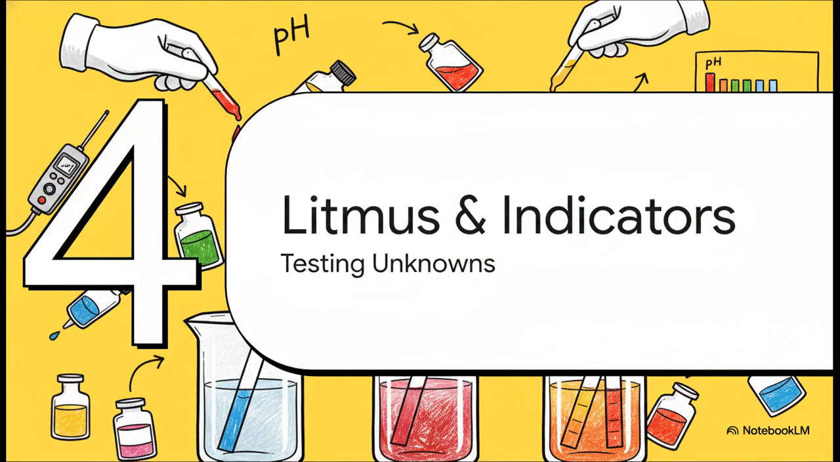Which brings us to Section 4, litmus paper and indicators, testing unknowns. Most common acids and bases are completely colorless solutions. By just staring at a beaker of clear liquid, you literally have zero idea if it's pure water, a highly dangerous acid, or a powerful base.